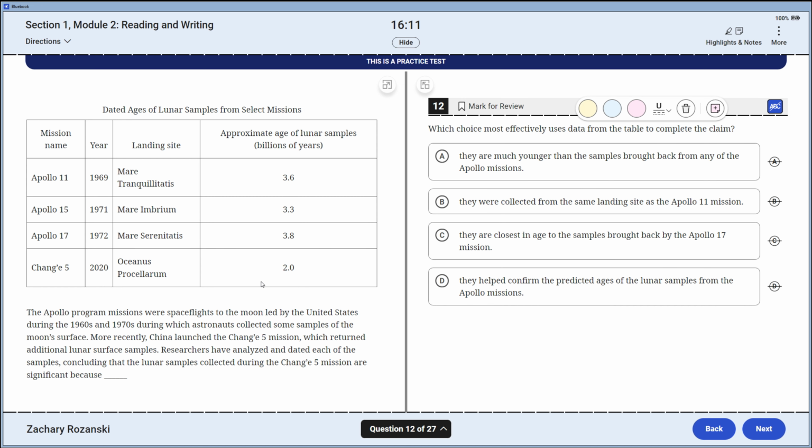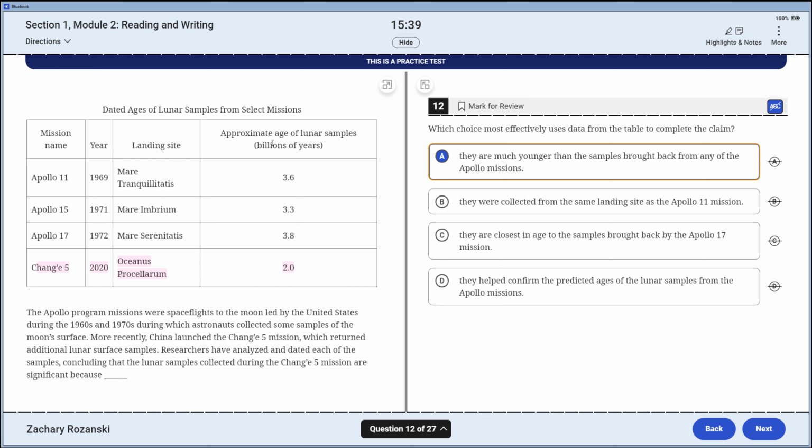I want to complete the claim. Where do I find my claim? Researchers dated each of the samples, concluding that they are significant. What's the claim? Oh, I guess it's just the sentence itself. Researchers have analyzed and dated each of the samples, concluding that the lunar samples collected during the Chang'e 5 mission are significant because, all right, they are much younger than the samples brought back from any of the other ones.